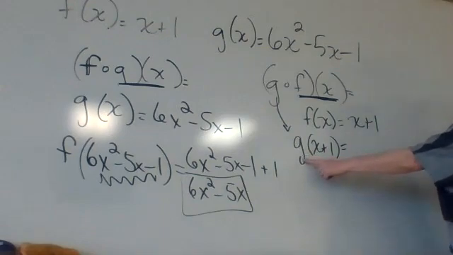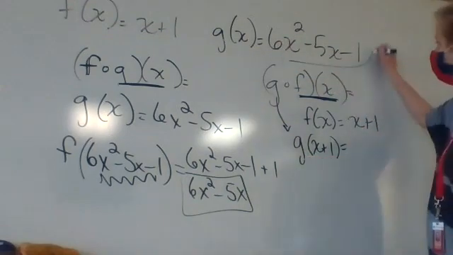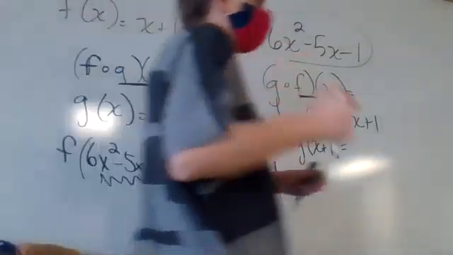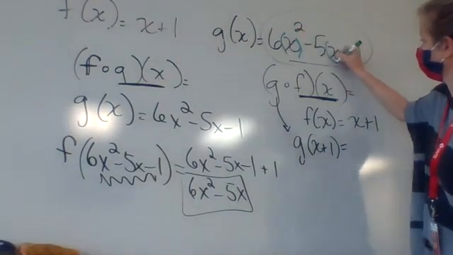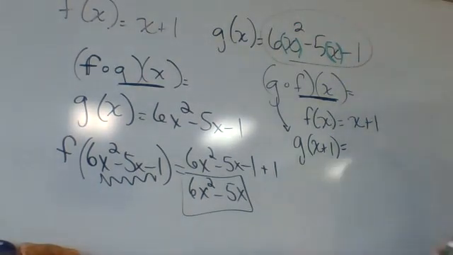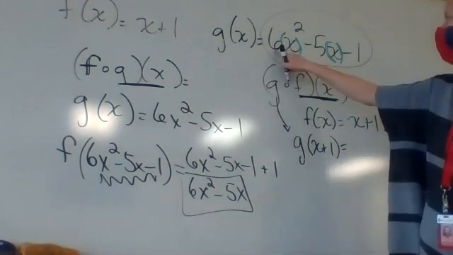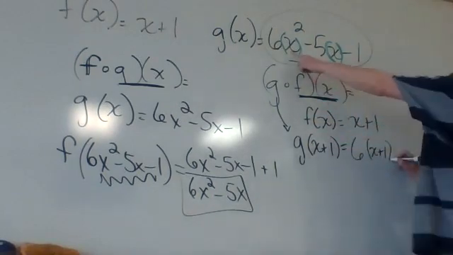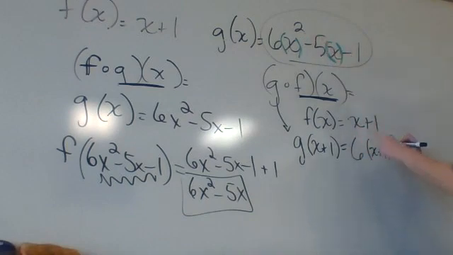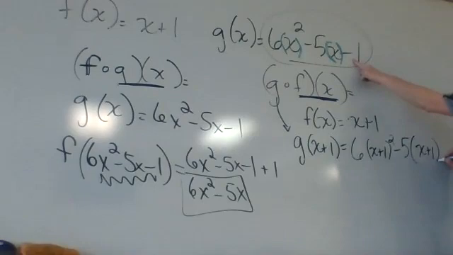Which means now I'm going to go to my g function, and wherever I see an x, I'm going to replace it with x plus 1. So here and here, in both of those spots, I need to put x plus 1 instead of the x's. So I've got 6, then instead of x, I'm going to put x plus 1, squared, minus 5, and instead of x, I'm going to put x plus 1. And then just bring down that minus 1.